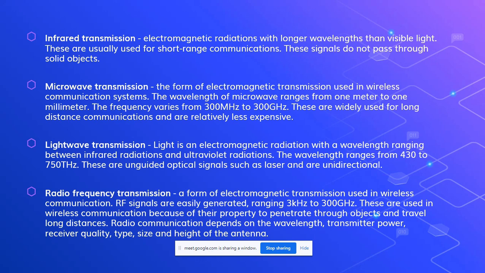We have first the infrared transmission. It is an electromagnetic radiation, infrared natin, with longer wavelengths than visible light. These are usually used for short-range communications. These signals do not pass through solid objects. So, before, bago pa yung rise ng Bluetooth, we transferred files using infrared, kalimutan ko yung term, basta, using infrared ports na nandun sa ating devices.